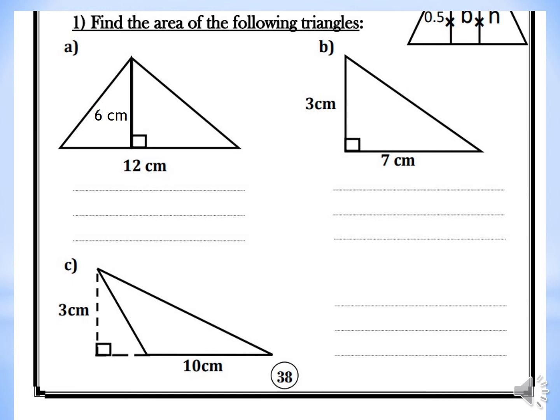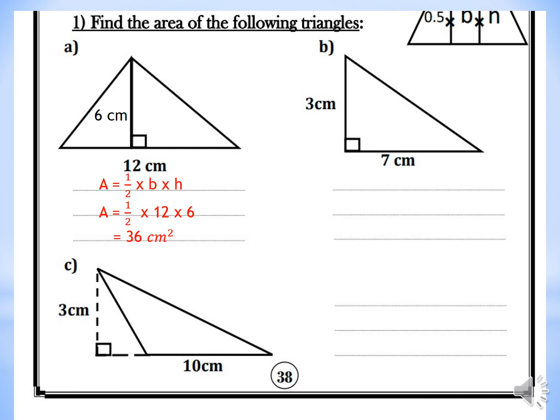Find the area of the following triangles. I have first to write the rule. So in letter A, I will write the rule. The rule of the area of the triangle is half times base times height. So here I have the base 12 centimeter and I have the height 6 centimeter. So the area will be half times 12 times 6. The area will be equal 36 centimeter square.